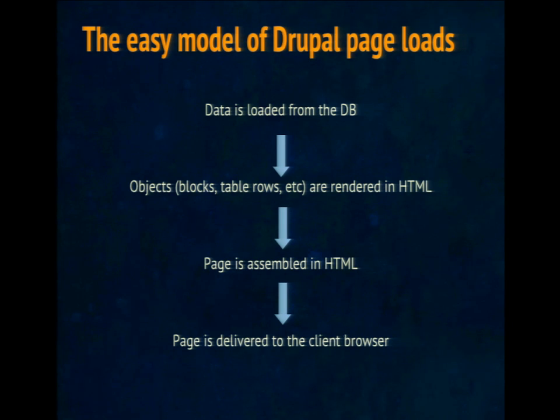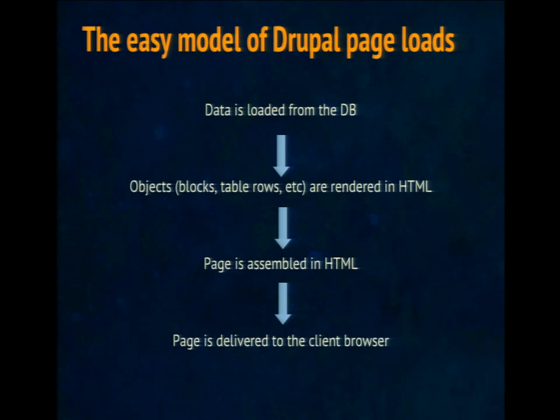So this is a very simplified model of how Drupal loads data, how Drupal builds a page. First, data is loaded from the database, and then we build objects, components that are going to go onto the page. They're rendered first as PHP arrays, and then they're rendered into HTML. And then we assemble the page in HTML. We end up with a full HTML page that we deliver to the client browser. This is the model that I want you to have in your head as we start dropping different caching mechanisms into it.